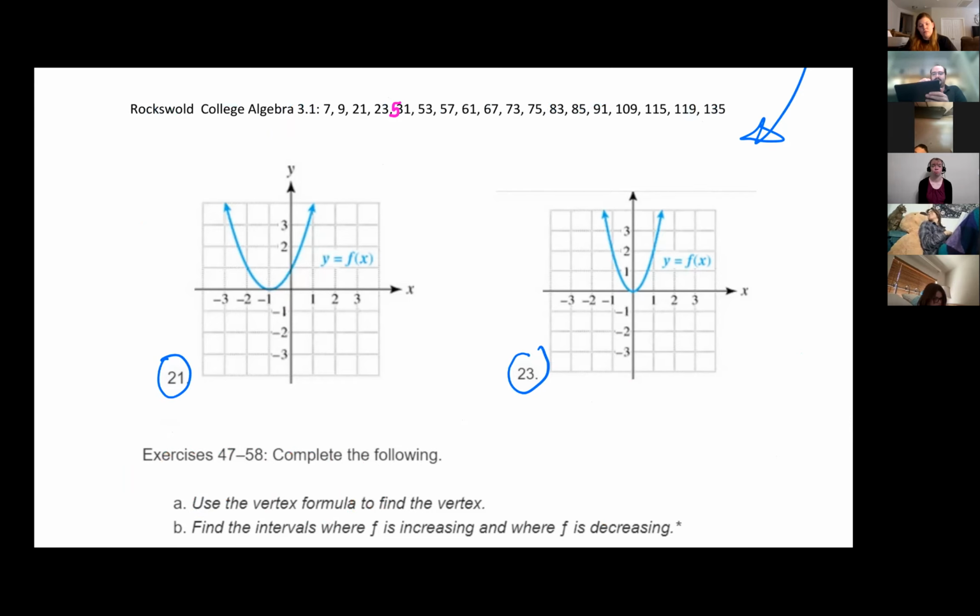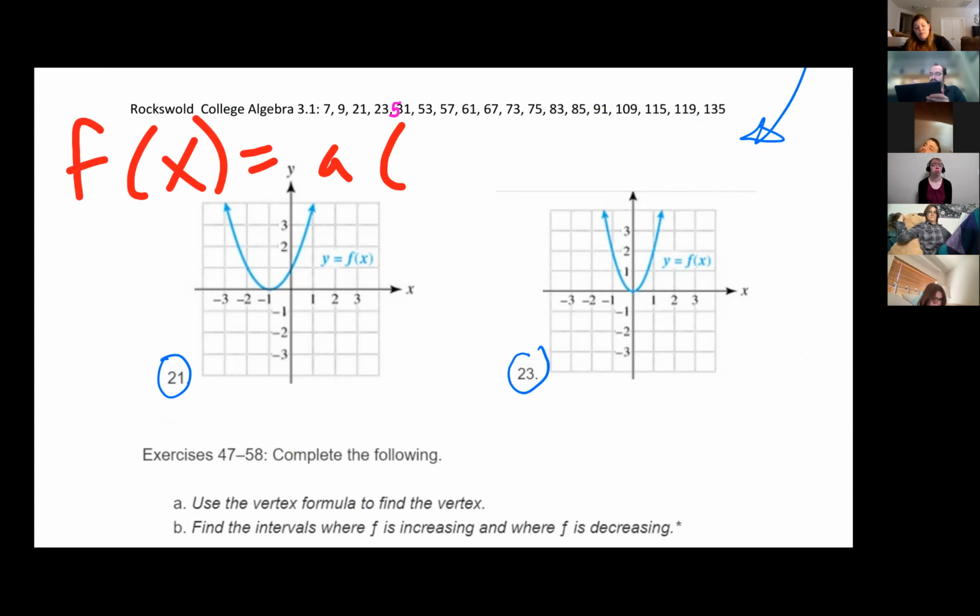Same thing. Let's do 23 right quick. And then I'll give y'all more time on those other ones. a times x minus h squared plus k.